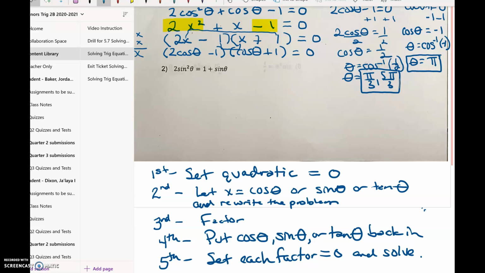So let's do number 2. This is another one like letter D, where we're going to do factoring. And we're going to follow the steps that we have at the bottom of the page here. The first thing we have to do is set our quadratic equal to 0. So in order to do that, I like keeping my x squared or my sine squared positive. So I'm going to move both the 1 and the sine of theta over to the left side.